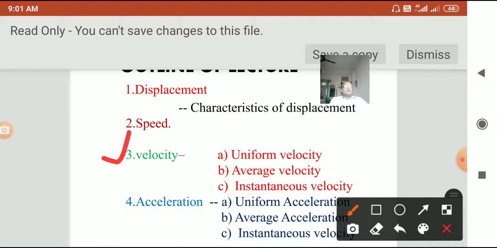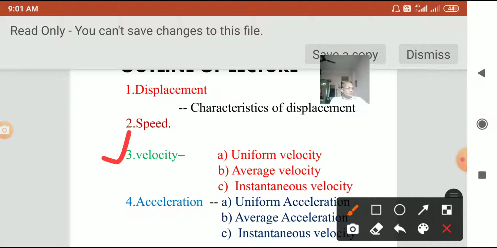Now second is uniform velocity. Velocity is of different types. So what is meant by uniform velocity? An object is said to be moving with uniform velocity if it covers equal displacement in equal intervals of time. Then this is uniform velocity.